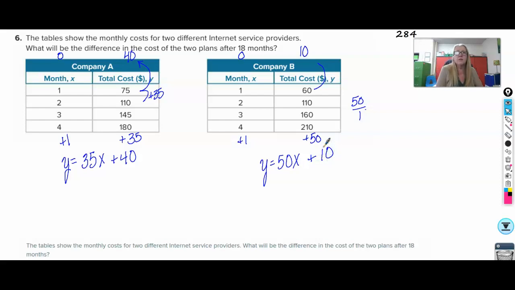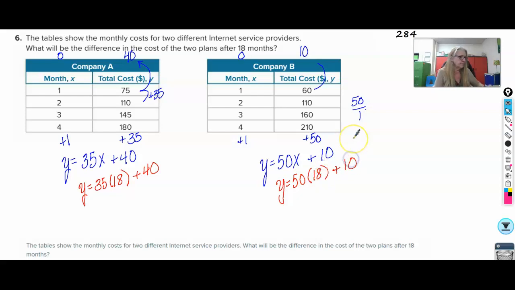Right? And it wants to know what will be the difference in the two plans' costs after 18 months. So we're going to let x equal 18 in both of these equations. So we have 35 times 18. Oh, that's a calculator problem. And over here, y equals 50 times 18 plus 10. Okay? Calculator.